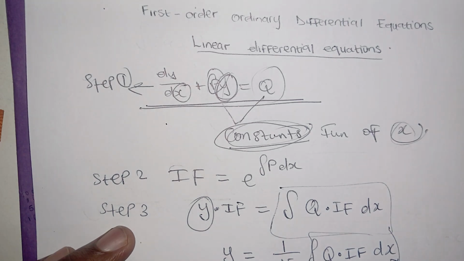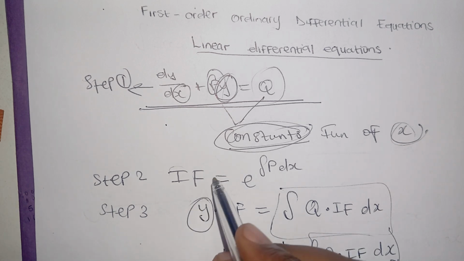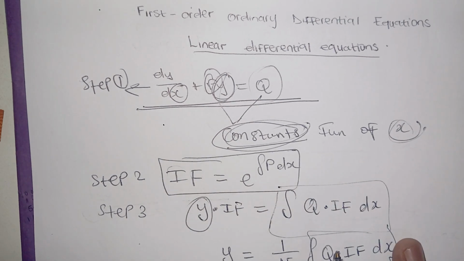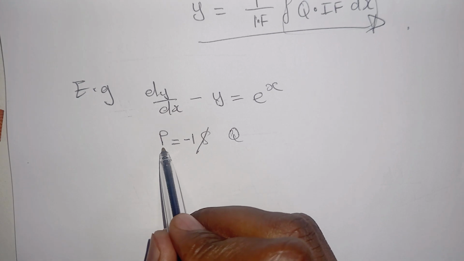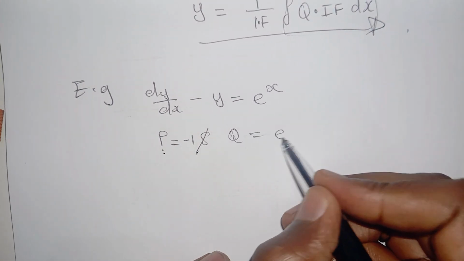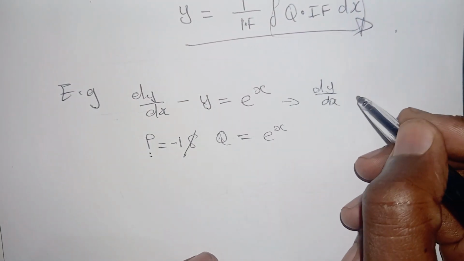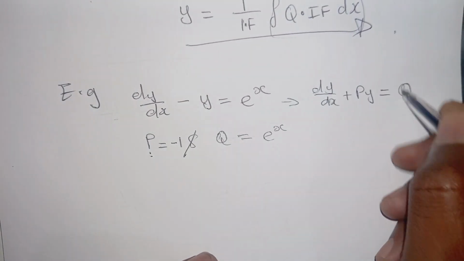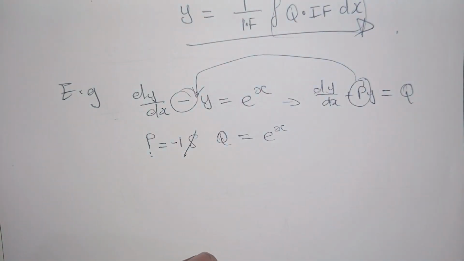So we have to assume that we are going to integrate it with respect to x, because don't forget that your p is the one that is going to be used to find the integrating factor. Now, this is your P of x, or it can be P. And then your Q is just e to the power x, because you know very well that our standard form is dy over dx plus py is equal to q. So our P is -1.